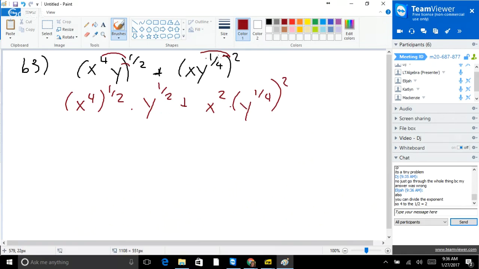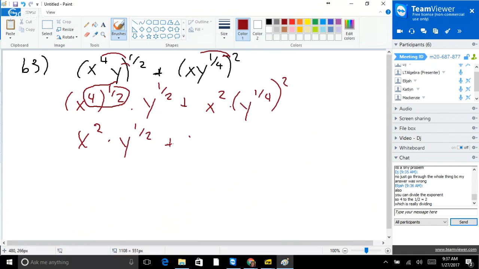When you are distributing these exponents, you're doing x to the 4th to the 1/2 power. So we're having a power to a power. And like Elijah said, when you have x to the 4th to the 1/2, you're going to multiply these two exponents together to get the final result. So 4 times 1/2 is just x squared times y to the 1/2, plus x squared, and then we have 1/4 times 2, so we have y to the 2/4 power or 1/2 power.